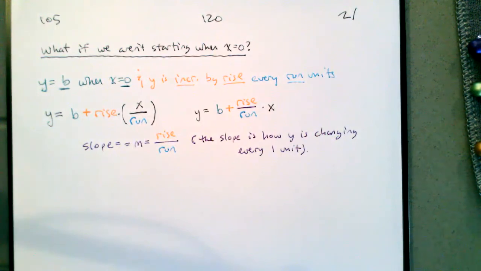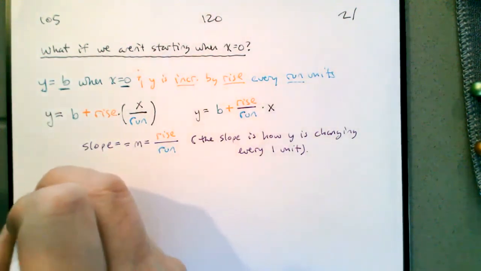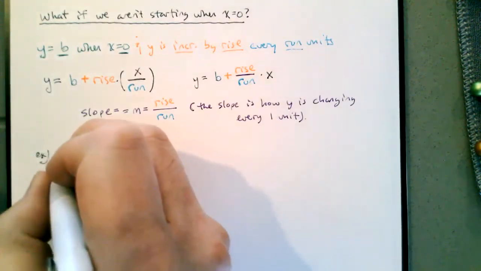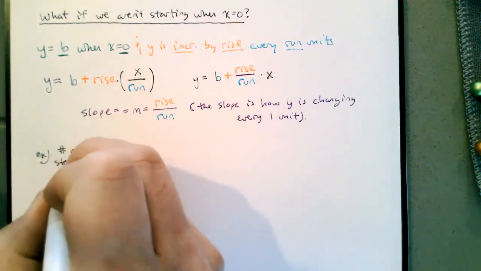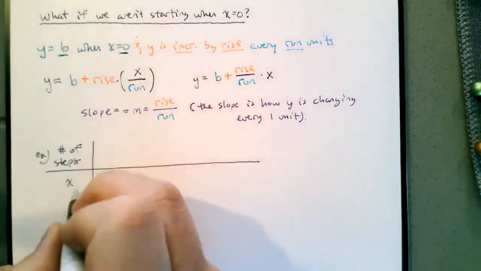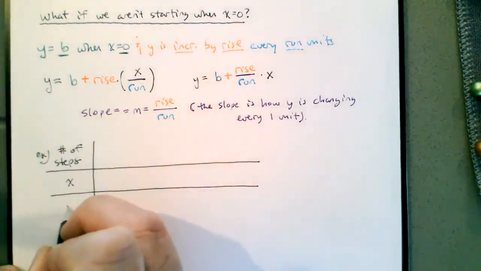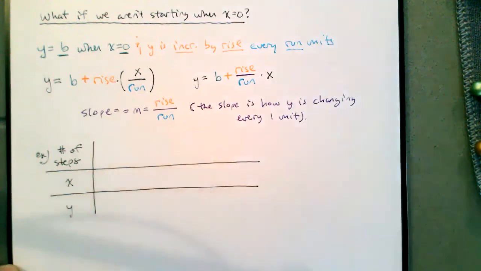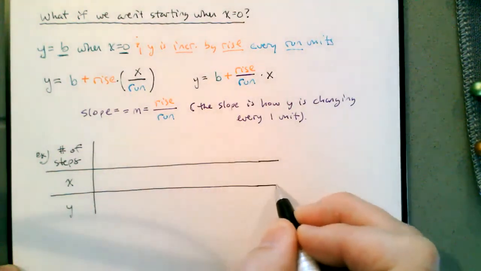So what we want to change now is, what if we're not starting when x is 0? What if instead of the y-intercept, 0, b, we have some other point? What if we don't know what's going on when x equals 0? So let's look at an example. I'm going to make a three-line table of values. One's going to be the number of steps, because I still want to track the number of steps. And then I'm going to have a line for x and a line for y as normal. And as usual, I'm not going to leave myself enough space in the x line to write the little plus 4. But that's just bad planning on my part.